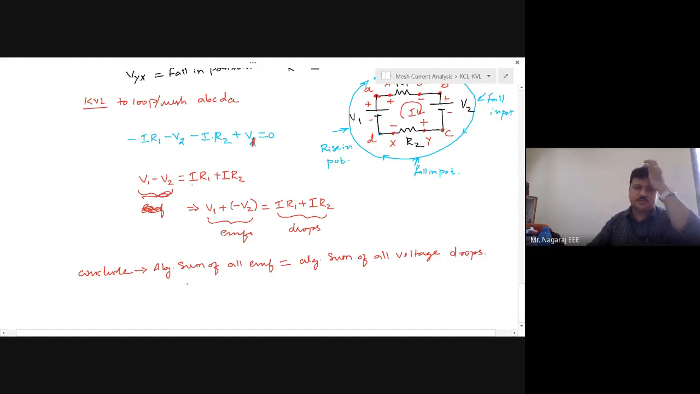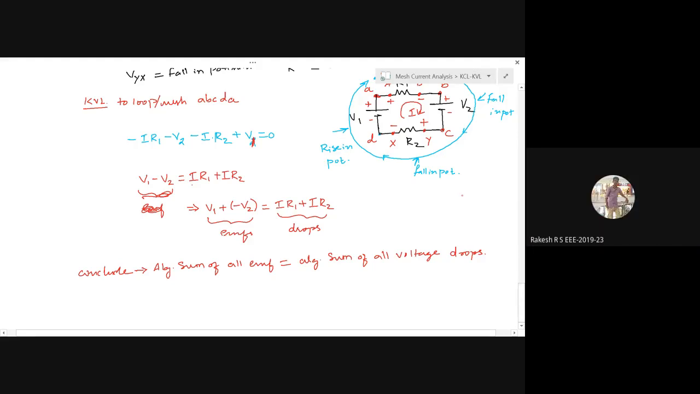So this is not the statement, this is the conclusion. The statement of KVL is: the algebraic sum of all the EMFs and voltage drops in any closed loop of an electric circuit is 0. The sum of all voltage drops and EMFs is equal to 0. When I rearrange, I get a conclusion. So this is how we apply KVL to a particular loop. Any doubt? No, sir. Okay.